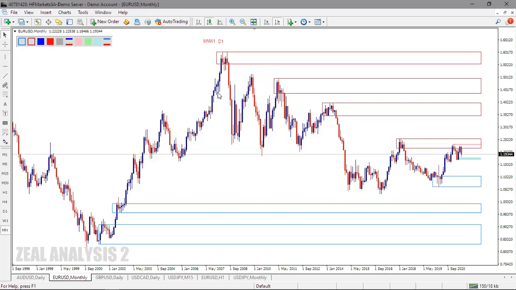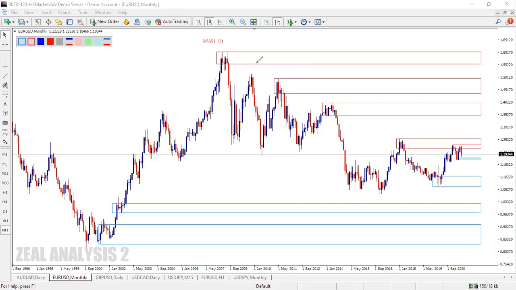Okay, so these are the monthly supply levels. Firstly, you need to analyze the monthly time frame. In each and everything that you do, you need to understand what is happening in the bigger picture. Even if you want to scalp it, even if you want to day trade it, you need to understand what's happening in the bigger picture.